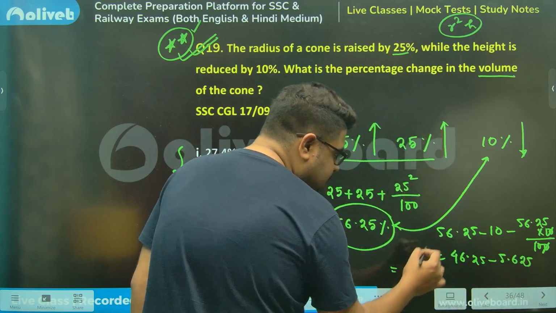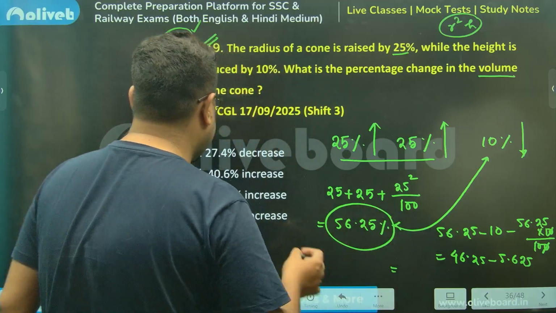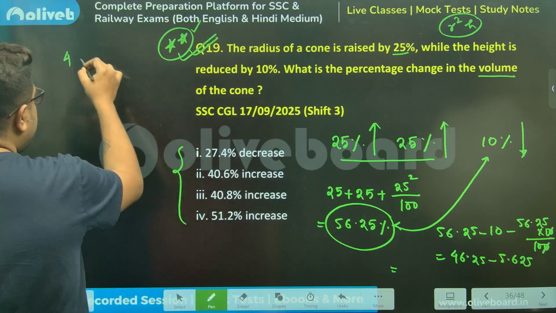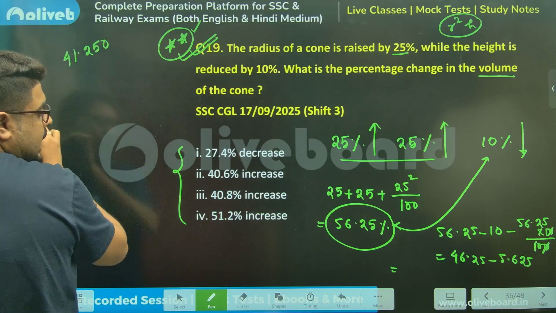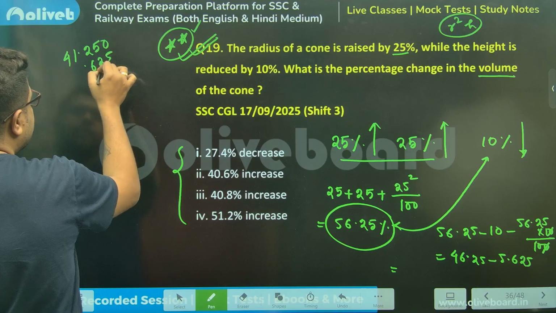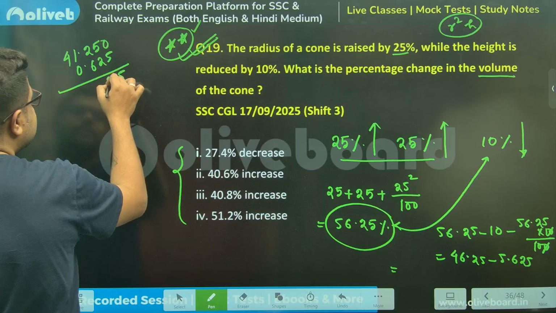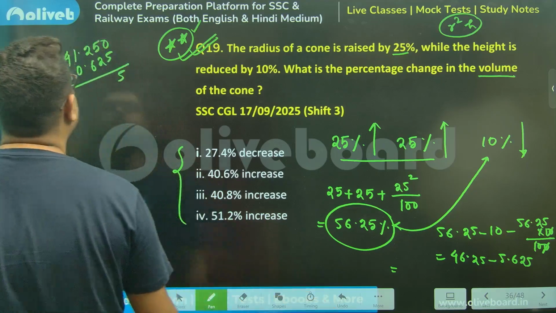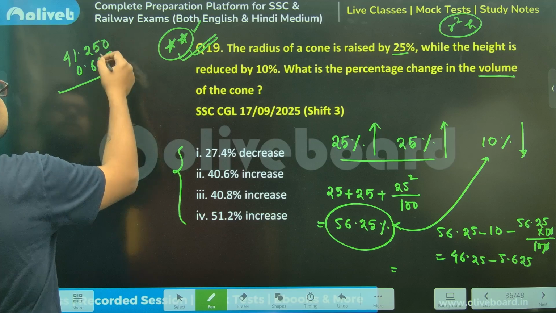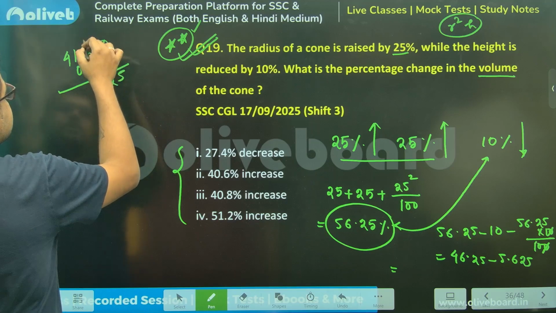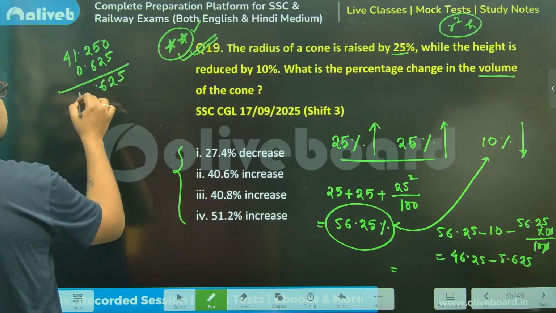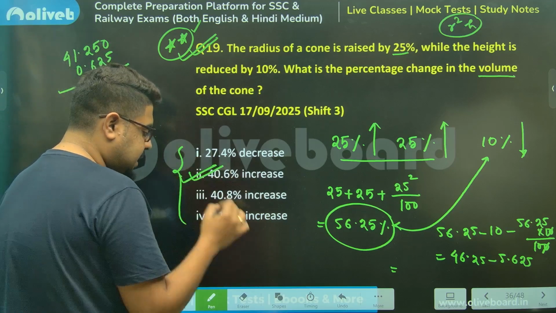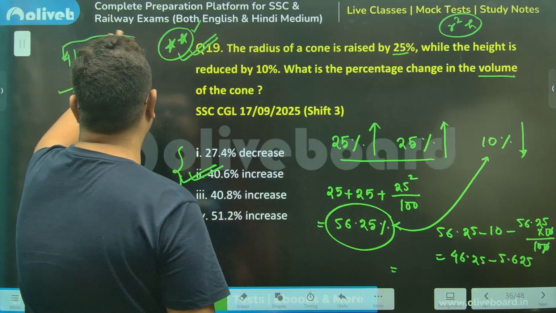So if you calculate, so this will be 46.25 minus 5, meaning sir 41.25 sir, and this is 0.625. Sir again, this is 10, this is 3, this is 2, and sir this is 6. Again sir this will be 40.625. So I will mark option 2 as my correct answer.